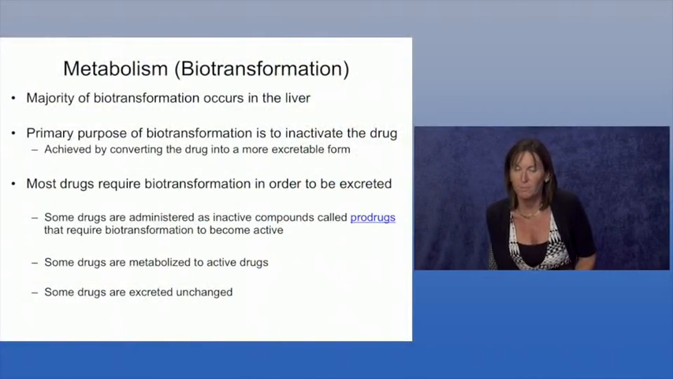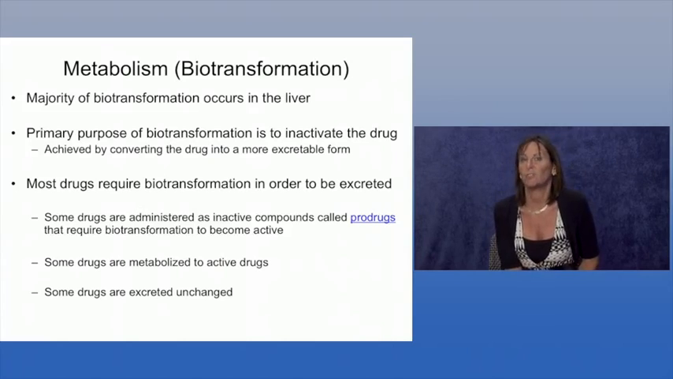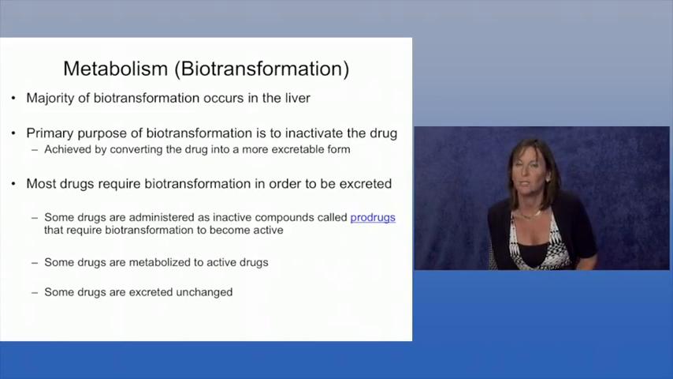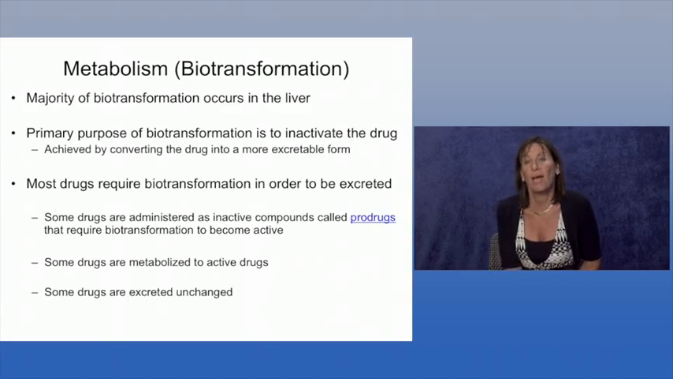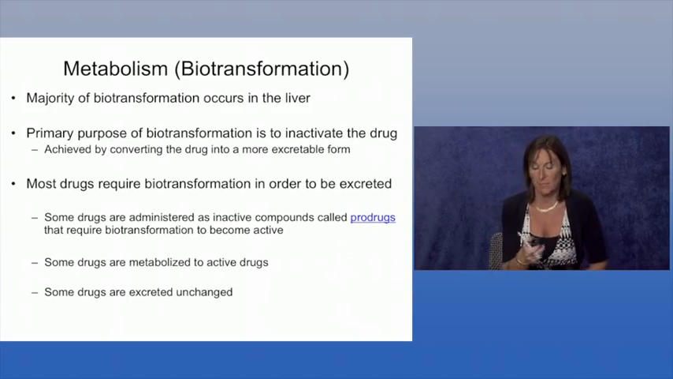Typically occurs in the liver. Primary purpose is to make the drug into a more excretable form and thereby terminating the action of the drug, but can also include converting prodrugs into active drugs or the conversion of active drugs into equally less or more active metabolites.